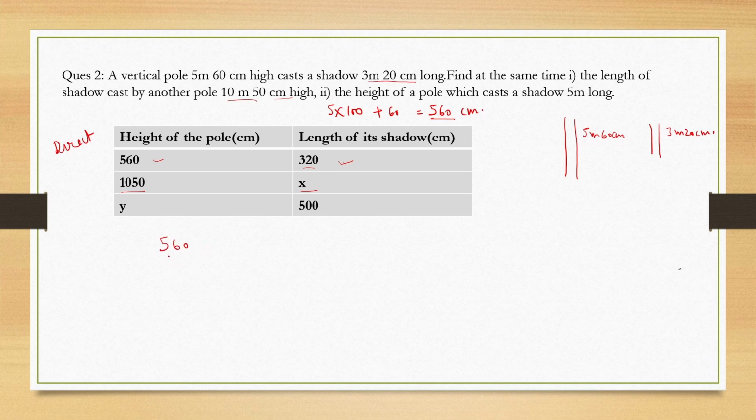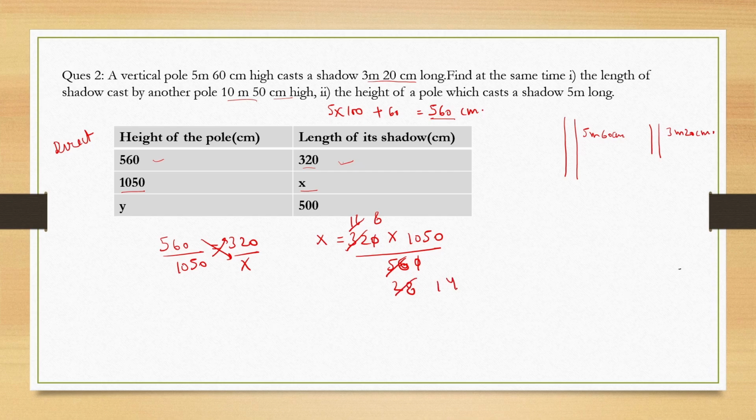560 upon 1050 equal to 320 upon x. We will do cross multiplication. x equal to 320 into 1050 upon 560. Okay, so this 0 will be cancelled, and I will cut it with 2: 6 becomes 4, and 8 becomes 4, again divided by 2, 14 becomes 7, and 4.